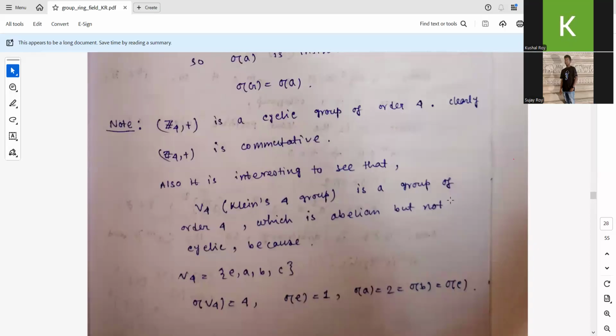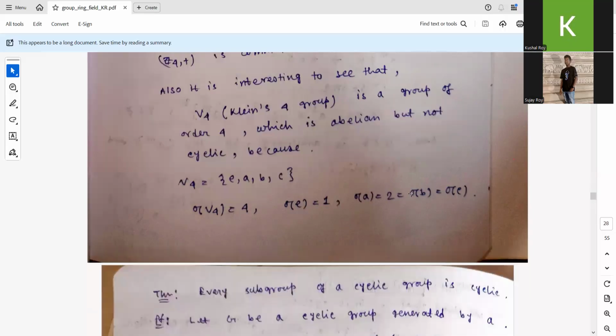There are also some abelian groups. Any cyclic group is abelian, but there are some abelian groups which are not cyclic. So this Klein 4 group is an abelian group, but it is a non-cyclic group.